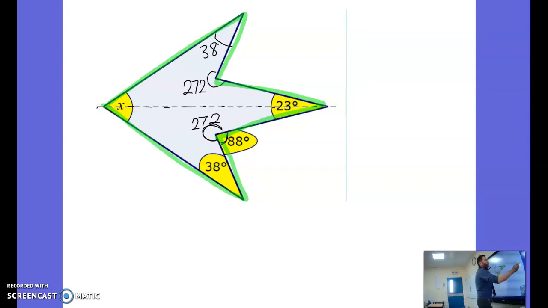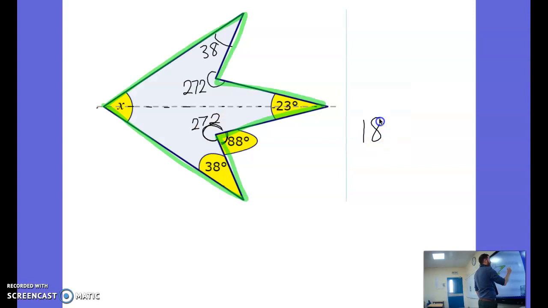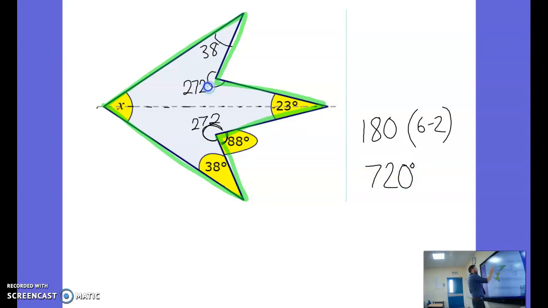And so all of the interior angles on there are going to be adding up to 180 multiplied by 6 minus 2. So that's 180 times 4, which is 720 degrees. So all of these add up to 720 degrees. And so I do 720 minus all of those other angles, and I end up with x equals 77.